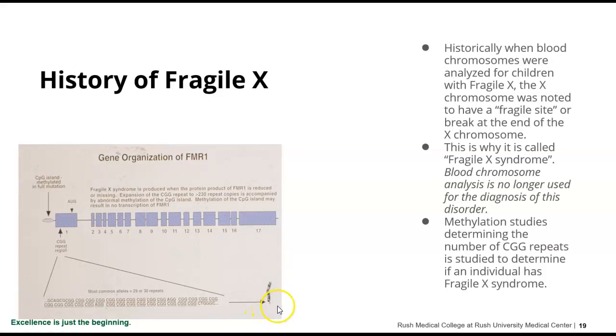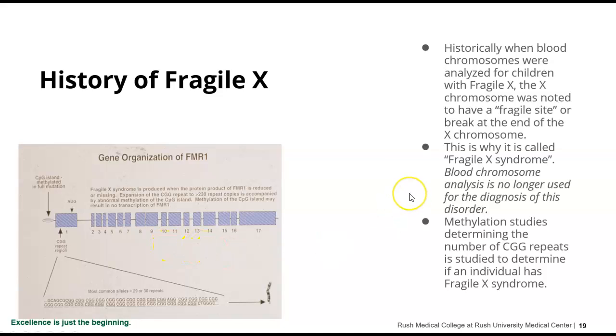Why this happened, I don't know, but about 30 years ago, they realized Fragile X was actually caused by too many repeats on the 3' end of the FMR1 gene. And when there's too many CGG repeats, it turns the gene off. So it's methylated, it's imprinted, it cannot be used. And so that is the problem with Fragile X.